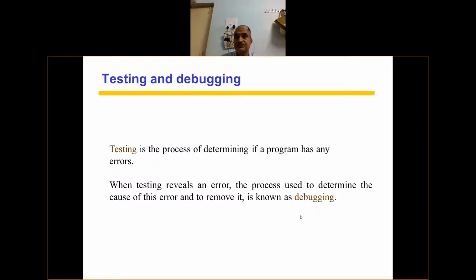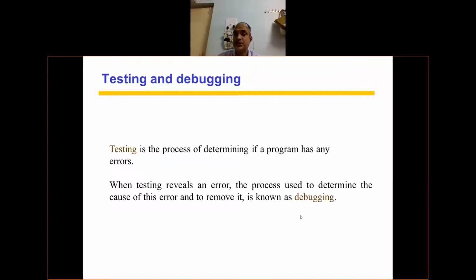Testing, as you indicate, is a process of determining if the program has any error. I told you that you cannot prove that a program is correct because proving a program is impossible. But you can show the error. One single instance of input will reveal that there is an error in it. Got it? Testing reveals an error, and the process used in order to establish this we call debugging.